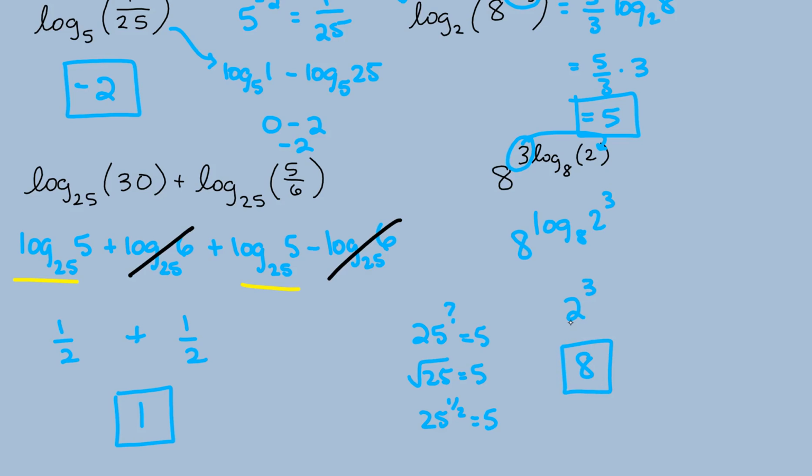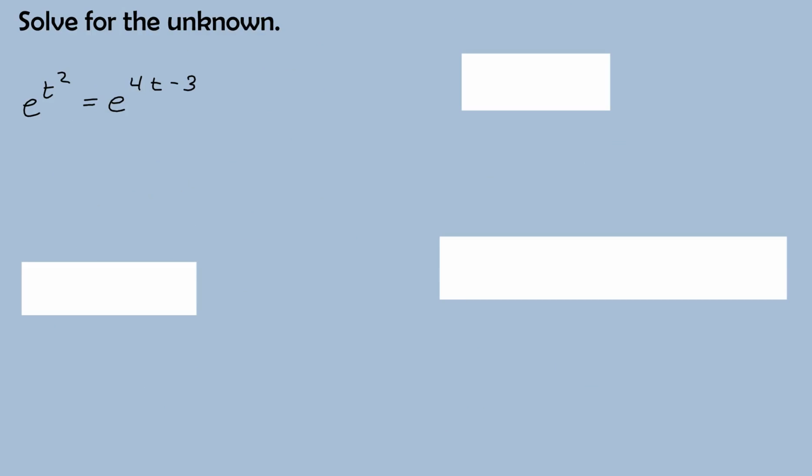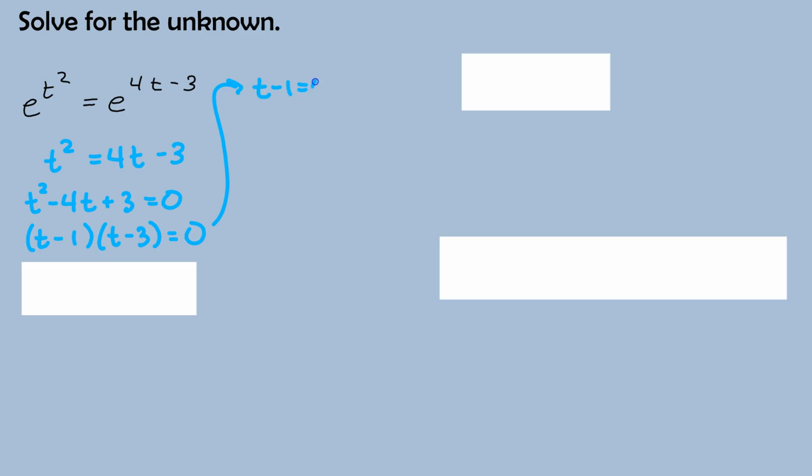Okay, I know we have a little bit more to go. This is going to be a long video today. We're going to solve a few equations. So exponential equations. If you have e to a power equals e to a power, those powers are going to be equal. So you can say that t squared equals 4t minus 3. Then we'll solve that equation. Since it's quadratic, let's get everything over to one side, set it equal to 0, and if possible, factor it. I think it's going to be possible here. And then we'll set each factor equal to 0 and solve each one. And we're going to get t equals 1 or t equals 3.